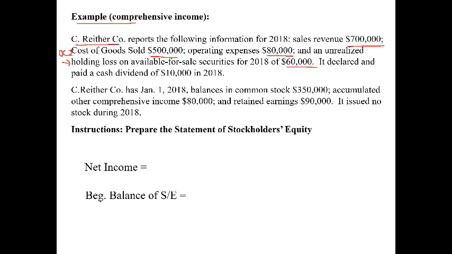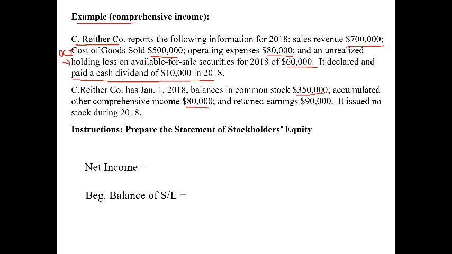OCI. I don't know if you can read that. And then they declared and paid a cash dividend of $10,000 in 2018. So they have, as of January 1, 2018, the beginning of the year balance in common stock of $350,000.